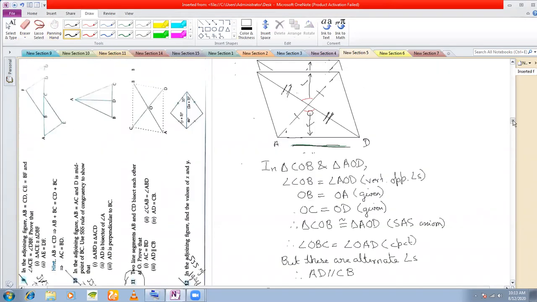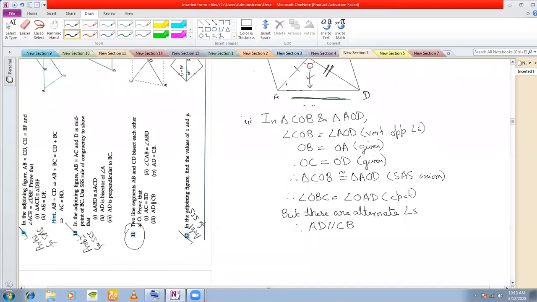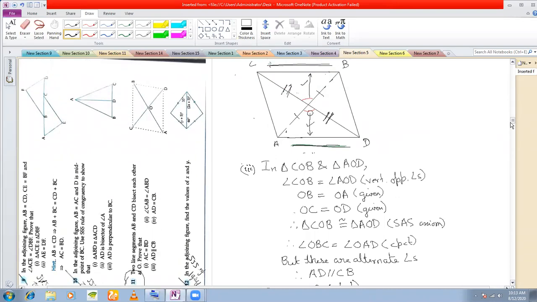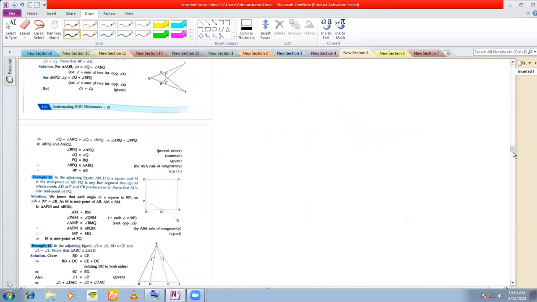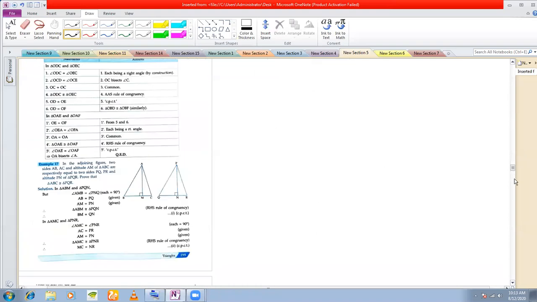So this was your part 3, and this is your part 4. So you simply have to write AD is equal to CB by CPCT. Okay, so this question is done. If you don't have any questions, then I can proceed with the other problems. No questions? Let us proceed with the next exercise. 2 or 3 problems from this exercise.